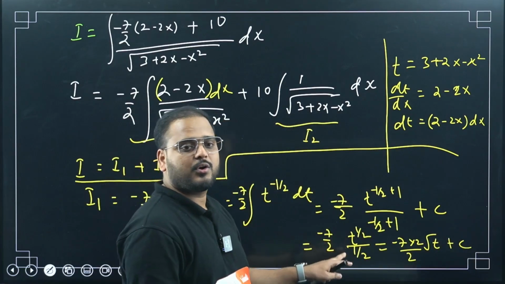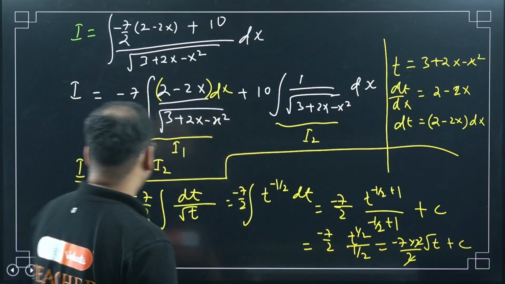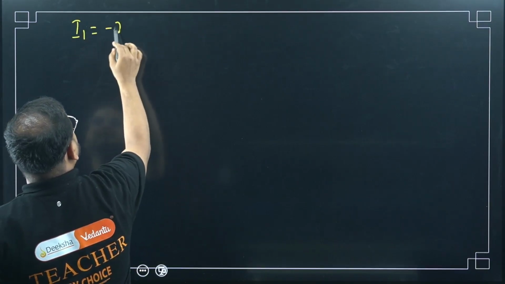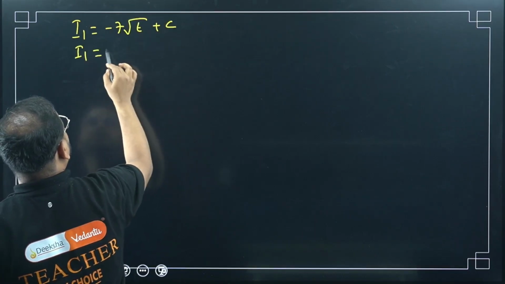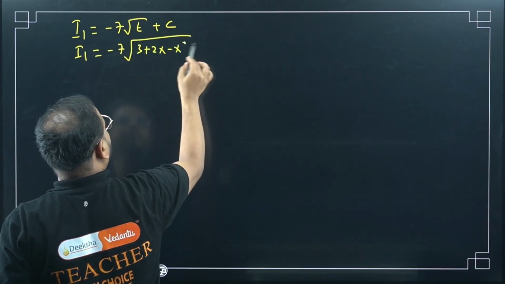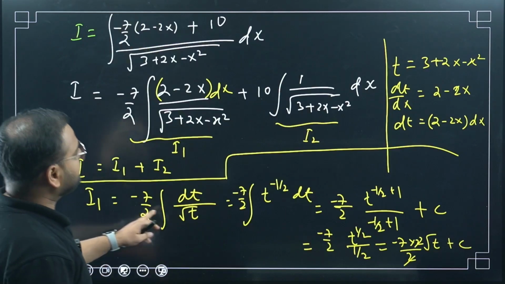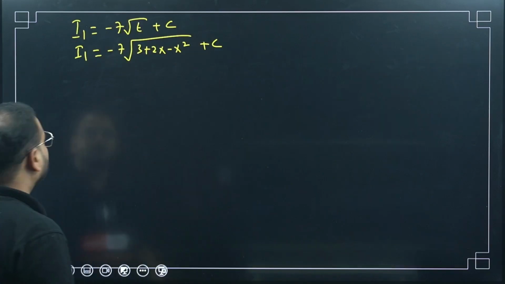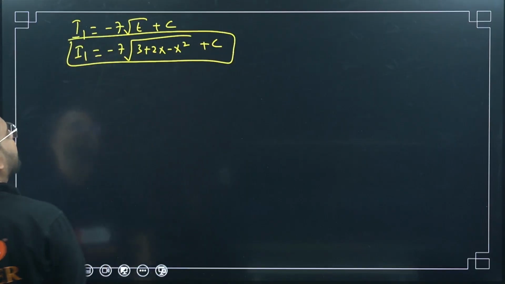T power 1 by 2 is root t. So root t plus c. So 2 and 2 are cancelled. What is my I1 now? My I1 is simplified as minus 7 root t plus c. What is root t here? My root t is root of 3 plus 2x minus x square, since t is 3 plus 2x minus x square. So instead of writing root t, I wrote it as this formula. This is my I1. Integrand number 1 is identified.